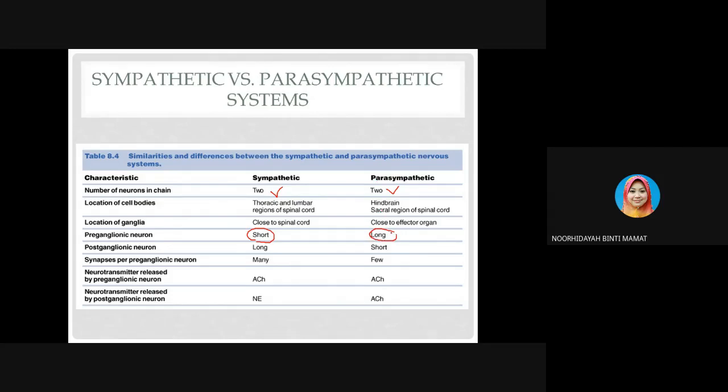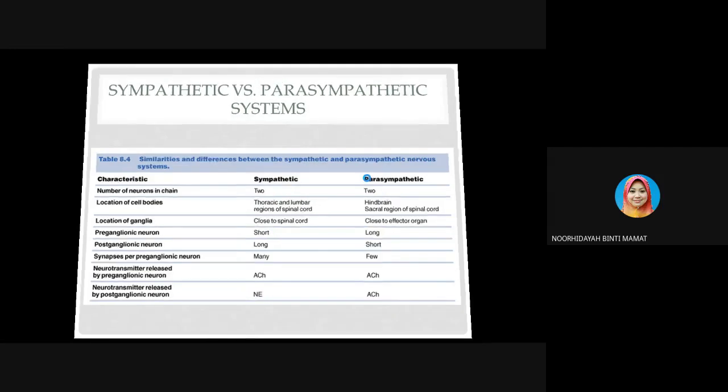In the parasympathetic, they will have long preganglionic neurons. Like in here, the neurotransmitter is released by the postganglionic neuron, by post, not by pre. In the sympathetic, it will release NE, the norepinephrine, while in the parasympathetic system, it will release the acetylcholine. So this is the table that summarizes the similarities and also differences between these two systems.